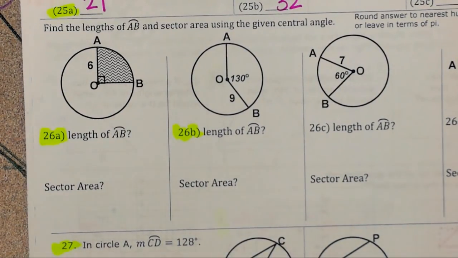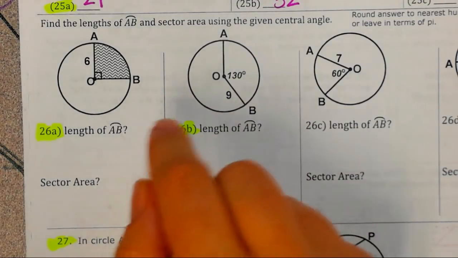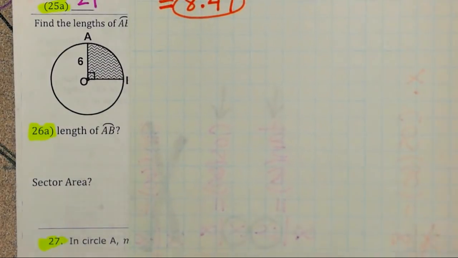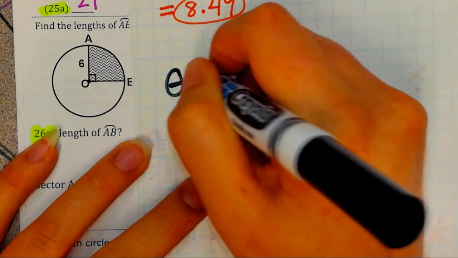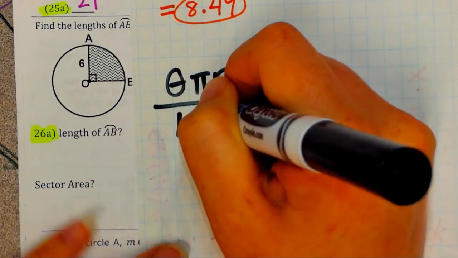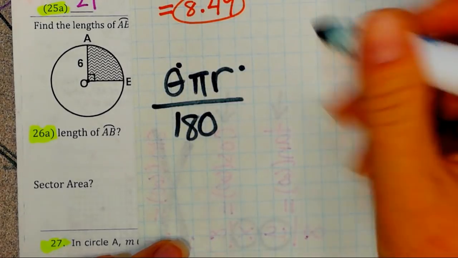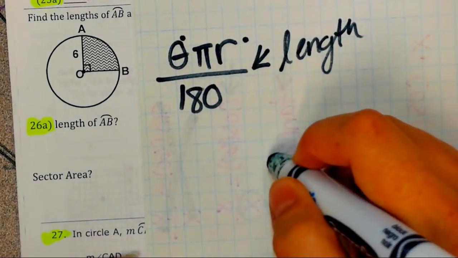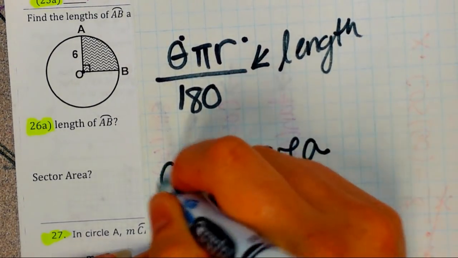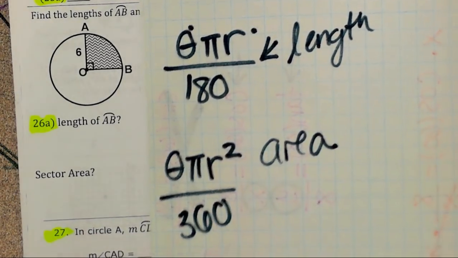Okay, so starting with circles, the formulas that I like to use for finding the length of an arc and sector area are these. For arc length, we use the formula theta pi r over 180, where theta stands for the angle that you're given, and r stands for the radius of the circle. So this is arc length. For sector area, we use theta pi r squared over 360.